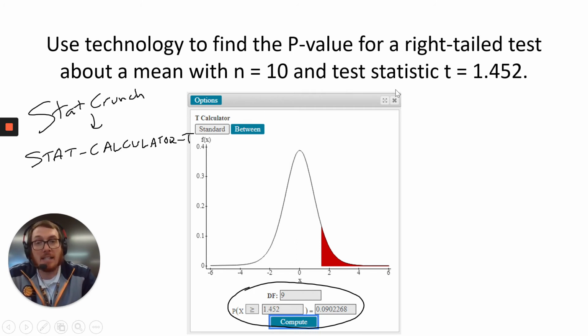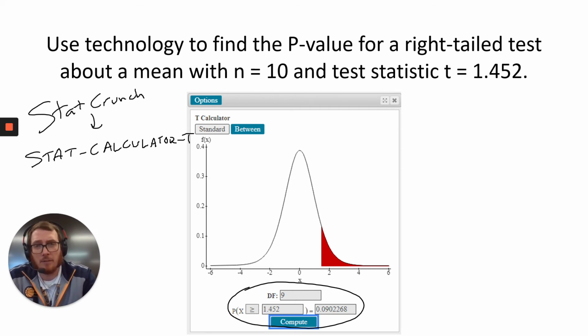Since this is a right-tailed test, graphically and picture-wise, it should show that it's right-tailed. And you do that by changing this piece right here from a less than to greater than. If it was left-tailed, it'd be less than. If it's right-tailed, it's greater than. And then you type in your test statistic and hit compute, and it will spit out the answer for you exactly. Compared to the other questions where we have a range of answers, this should spit out exactly what you need if they ask you for the p-value for this situation.